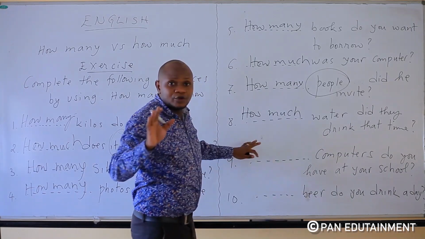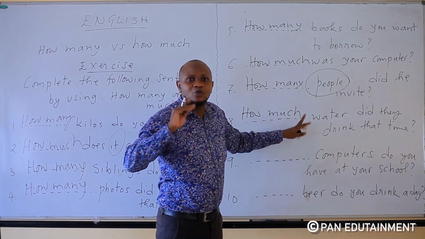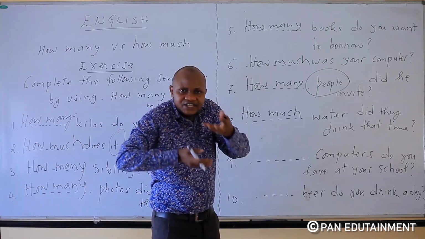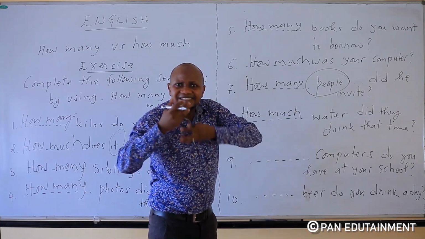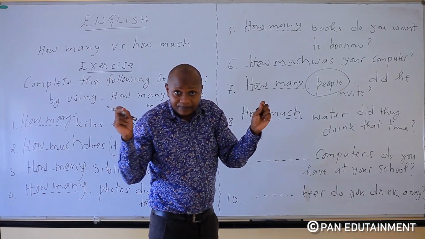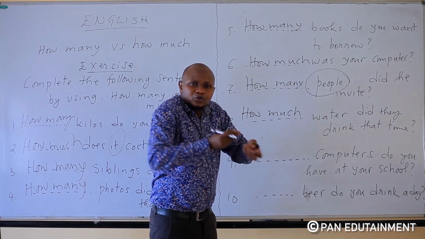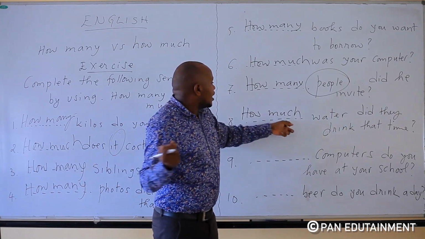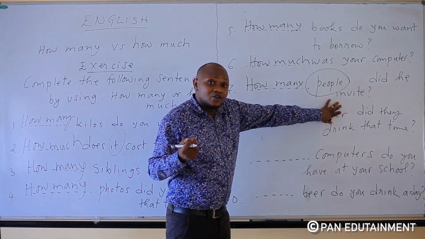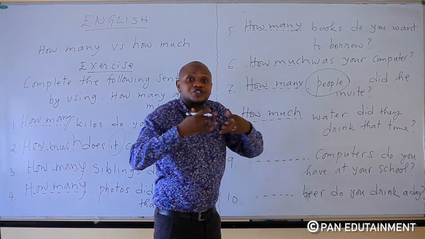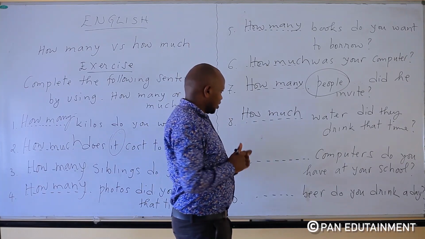But if we say liters, we would say how many liters of water, because liters are countable. How many liters of water did they drink that time? Or how many bottles of water. But here, how much water, because you can't count the quantity of water using many. We use much. How much water did they drink that time?